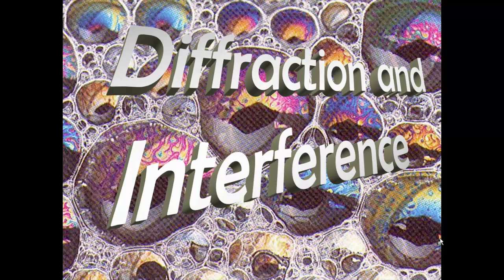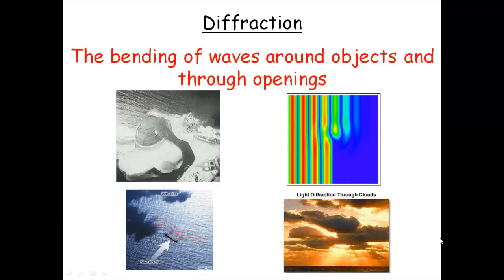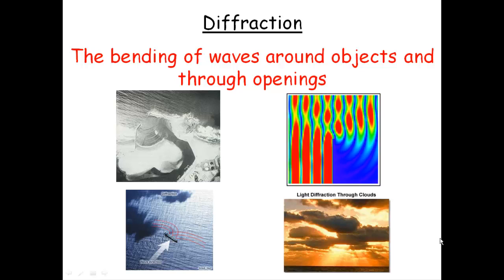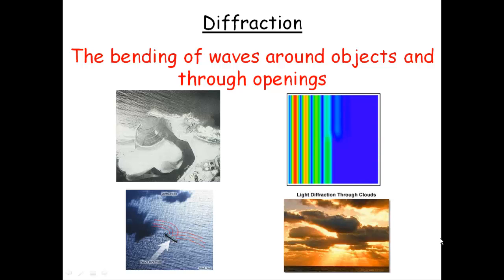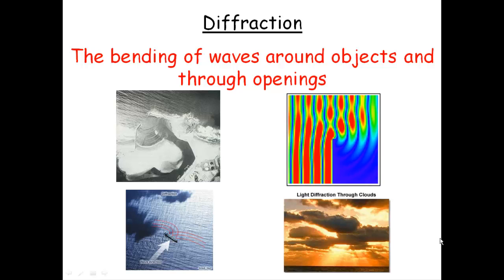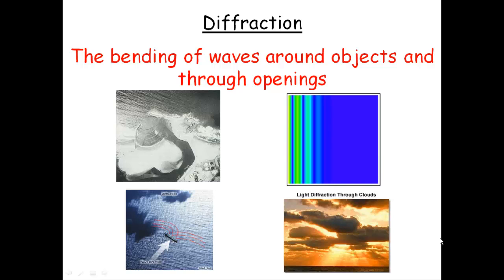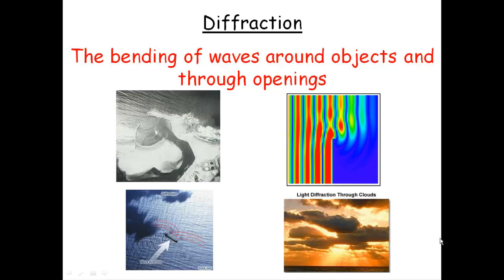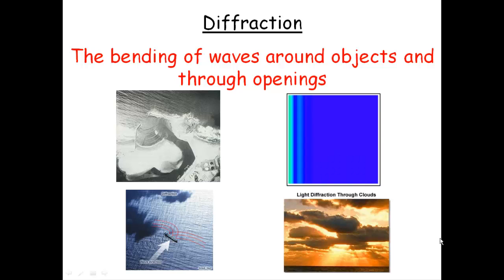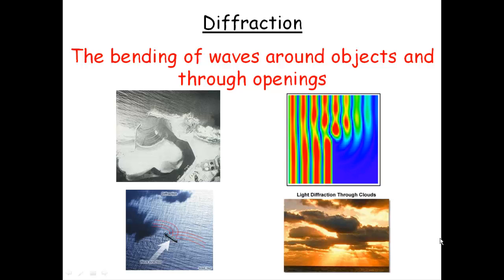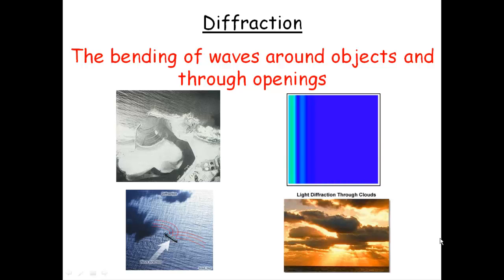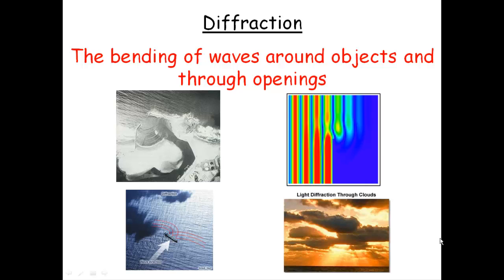Hi-oh, here we are, diffraction and interference. The bubbles you see on the screen are a great example of interference. But before we get to interference, let's talk about diffraction. Diffraction is simply the bending of waves as they go through openings. If you remember, refraction was also the bending of waves, but the waves were going into a different medium. Here, it's staying in the same medium.